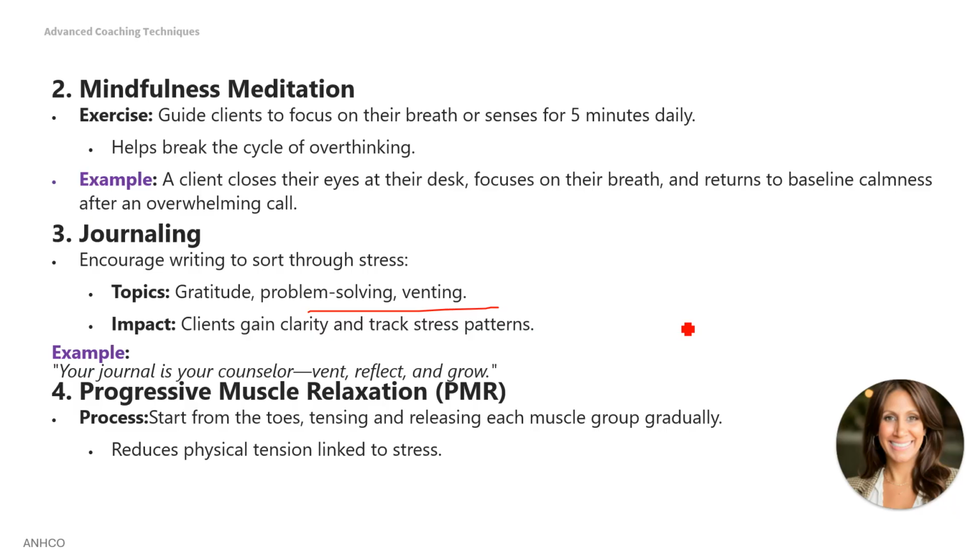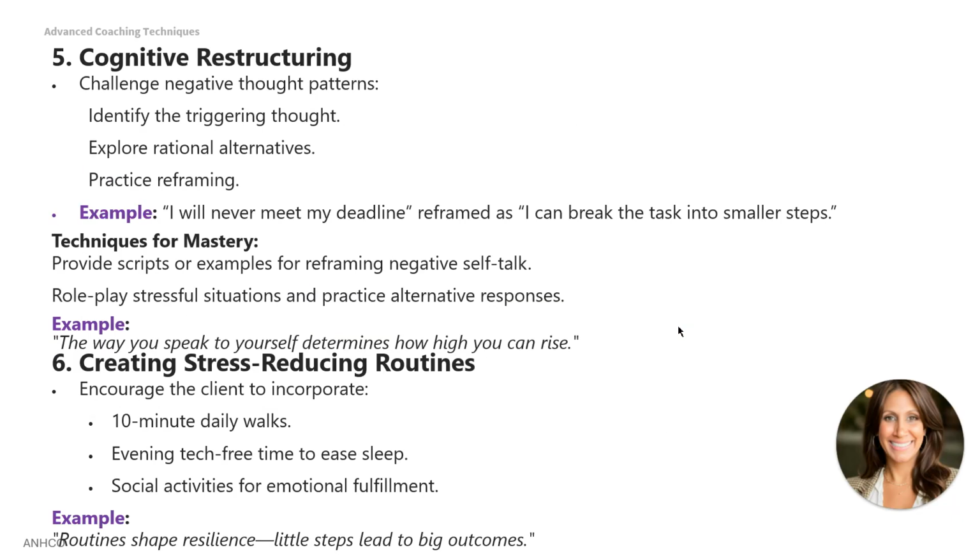Number 4, progressive muscle relaxation, or PMR. The process: start from the toes, tensing and releasing each muscle group gradually. Reduce physical tension linked to stress. Number 5, cognitive restructuring. Challenge negative thought patterns. Identify the triggering thought, explore rational alternatives, and practice reframing. For example, "I will never meet my deadline" can be reframed as "I can break the task into smaller steps."